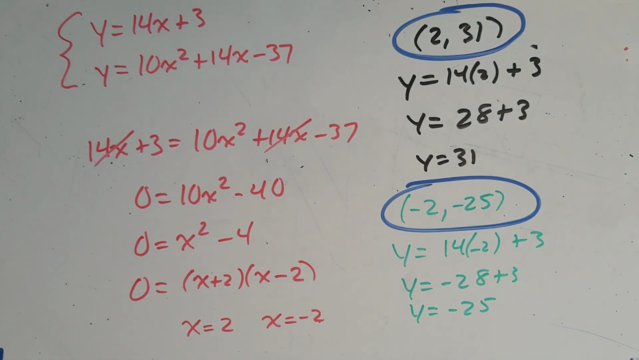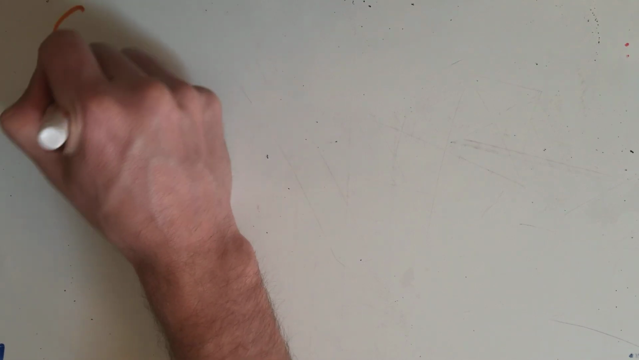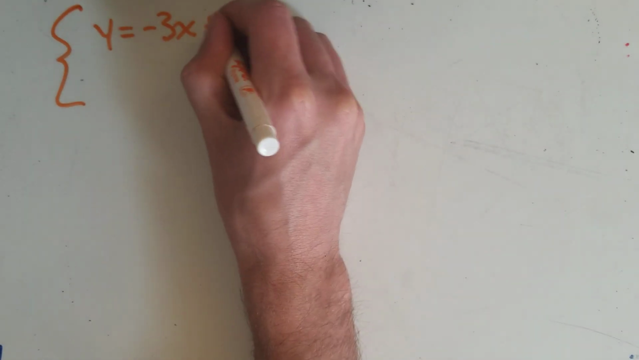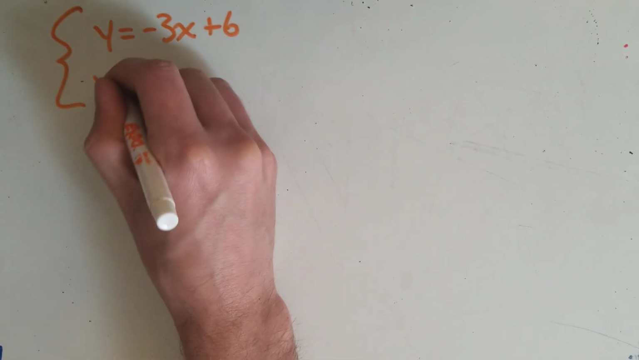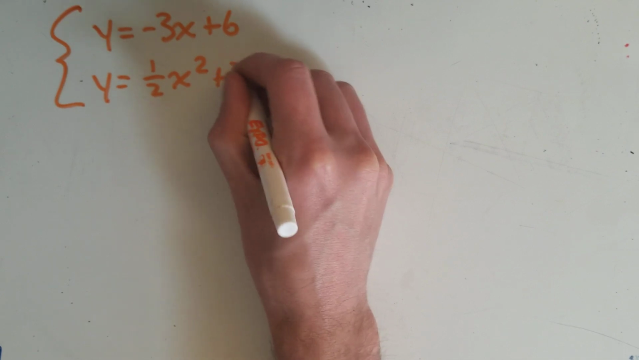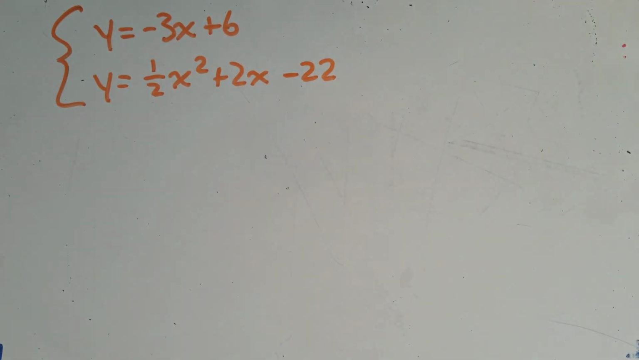I will do one more with linears and quadratics. Actually, we'll do a couple more with linears and quadratics, and then we'll see one with 2 quadratics. So let's take our next system here. We have y equals negative 3x plus 6, and y equals 1/2 x squared plus 2x minus 22.